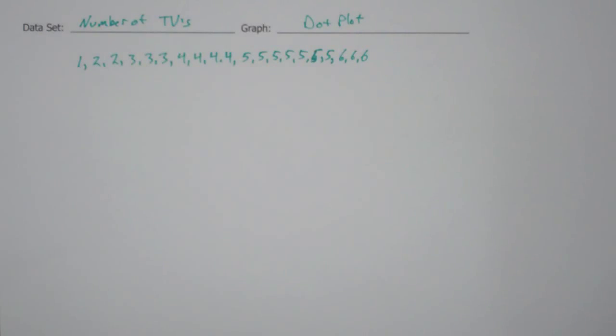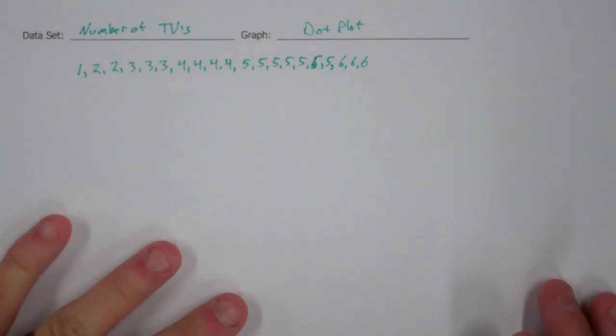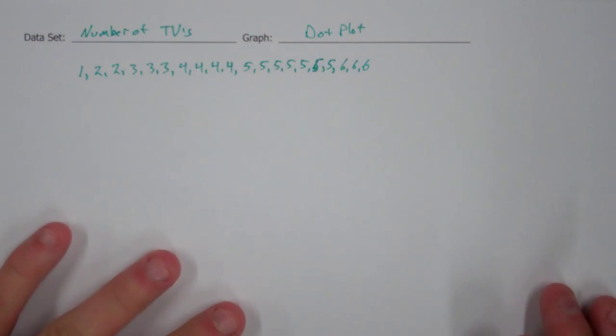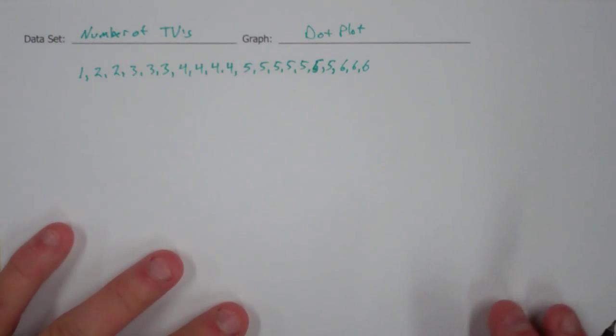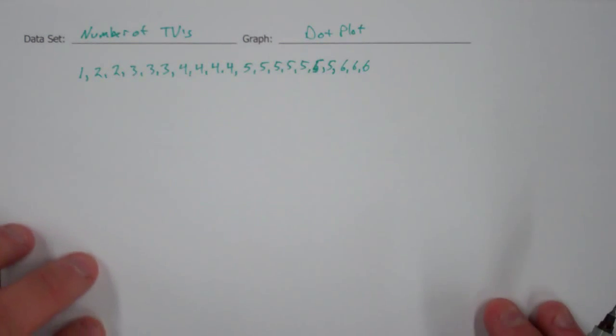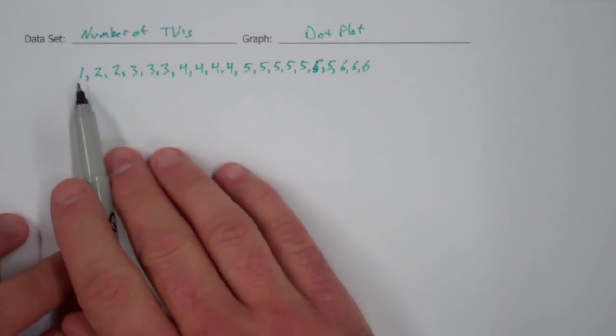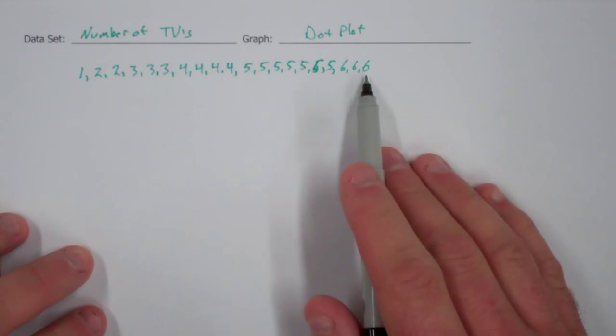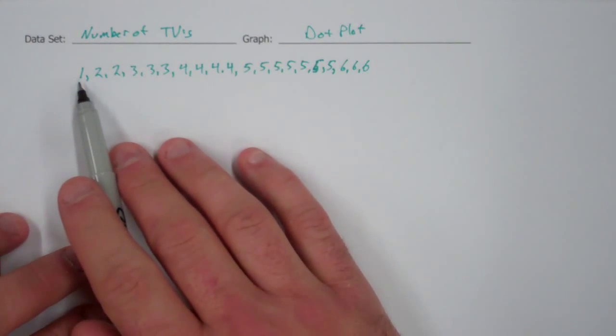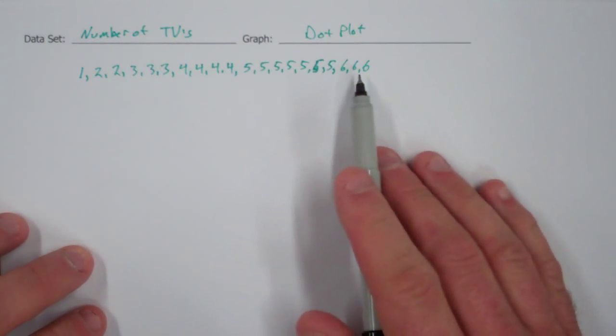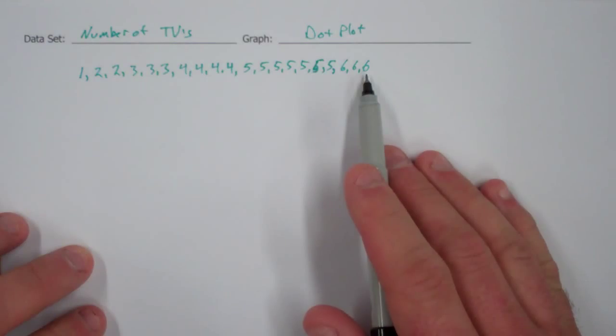In this example, we're going to be creating a dot plot out of the number of TVs, and I think this was the number of TVs that a person has in their home. So to create a dot plot, what we need to do is look at the lowest number, which is a 1, look at the highest number here, which is a 6. 1 would mean that you have only one TV in your house, and then 6 would mean that you have 6 TVs in your house.